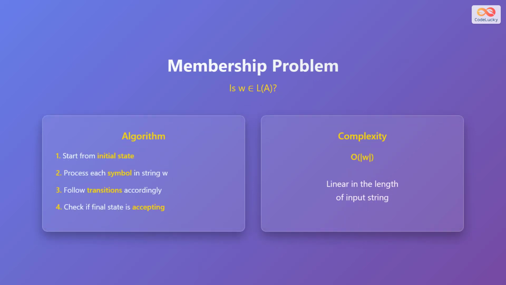Now let's look at the membership problem. Is the string W a member of the language L of automaton A? The algorithm is as follows. Start from the initial state. Then process each symbol in the string W. Follow the transitions accordingly. Finally, check if the final state reached is an accepting state. The complexity of this algorithm is on the order of the length of W. It is linear in the length of the input string.